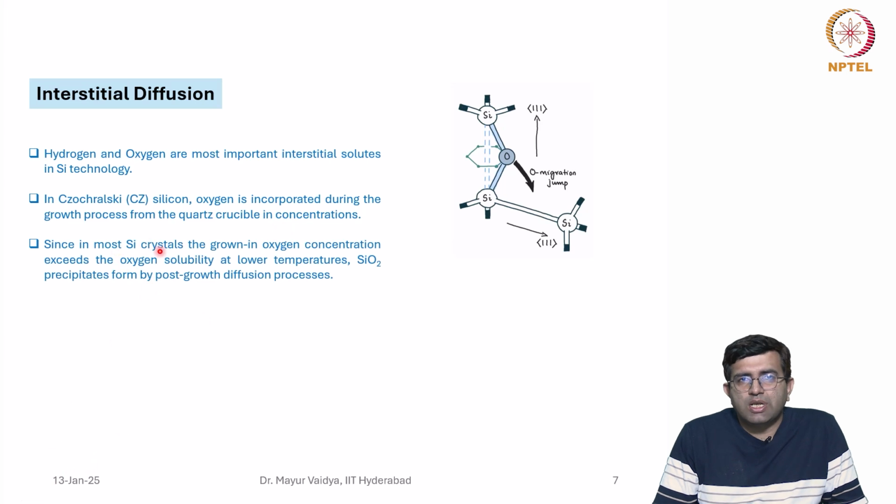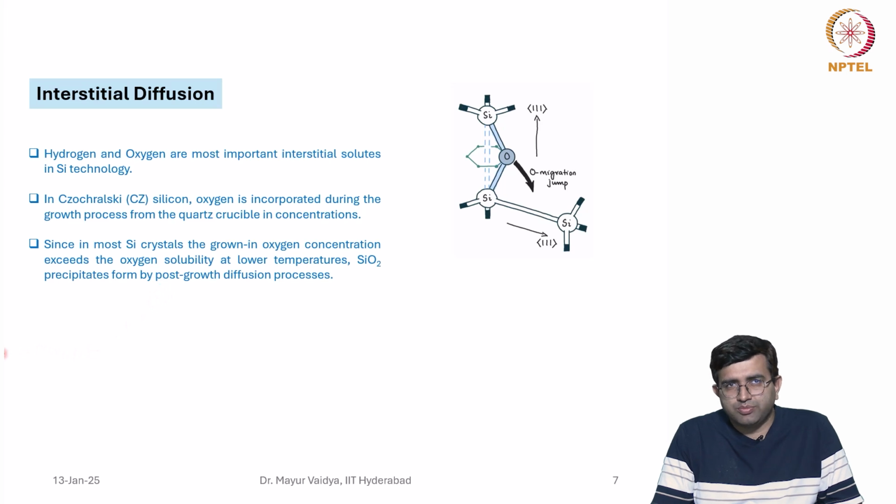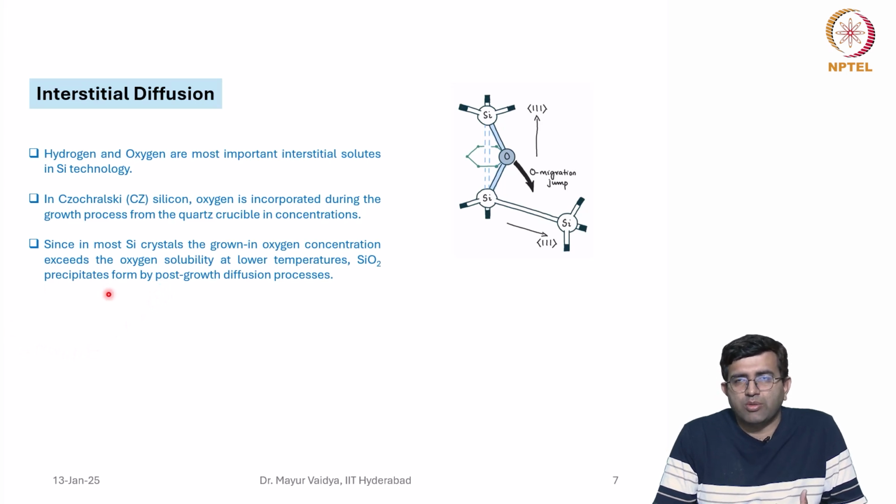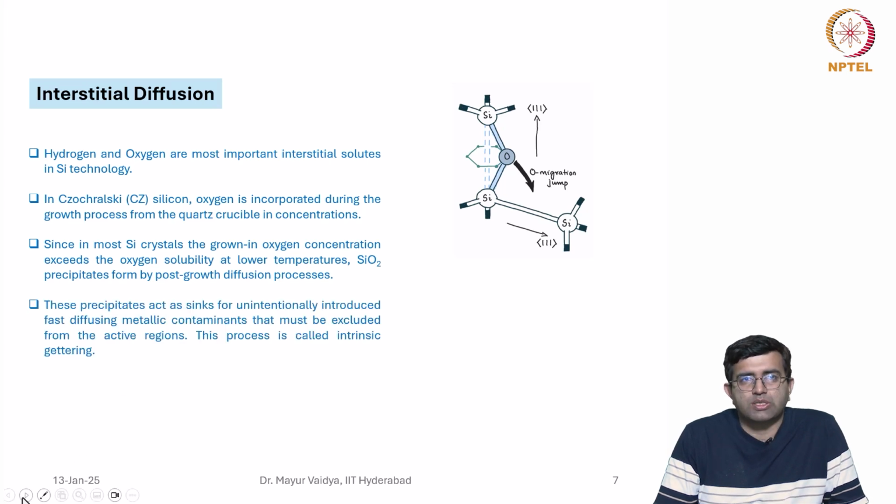Since in most silicon crystals the grown-in oxygen concentration exceeds the oxygen solubility at lower temperatures, SiO2 precipitates form by a post-growth diffusion process. So, oxygen solubility at lower temperature is low, whereas the contamination that comes from these processes exceeds that solubility, and therefore you have a ready formation of SiO2 precipitates during the post-growth diffusional process.